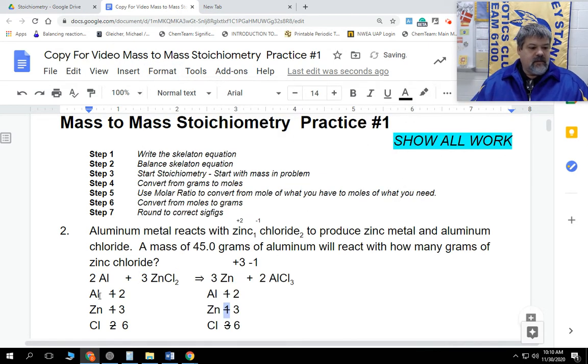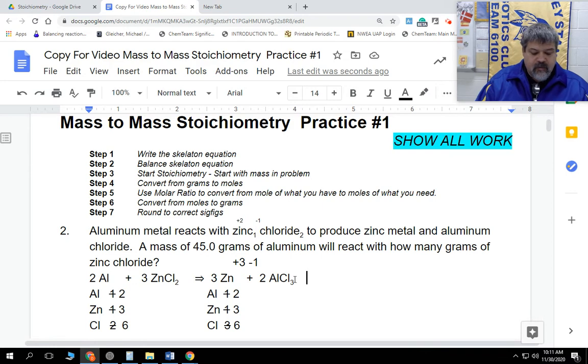And now we're balanced. So let's double check. I have 2 aluminum here, 2 aluminum there. I have 3 zinc here. I have 3 zinc here. I have 6 chlorine here. 3 times 2 is 6. And then 2 times 3 is 6. So we're balanced. So there's that.